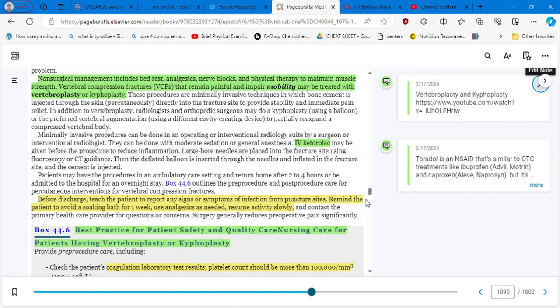Okay. I wanted to mention that ketorolac is known as Toradol. It's an NSAID that is similar to the over-the-counter treatments like ibuprofen, Advil, Motrin, and naproxen, but it's more powerful and requires a prescription. Also, please do your assessment and ask the patient if the patient is having any ulcers, stomach ulcers, or any kind of bleeding problems, okay? Because ketorolac is very strong.